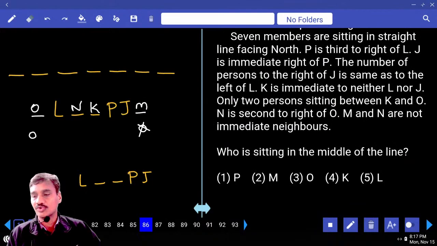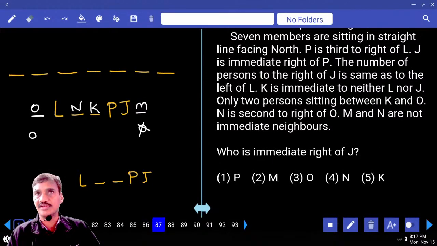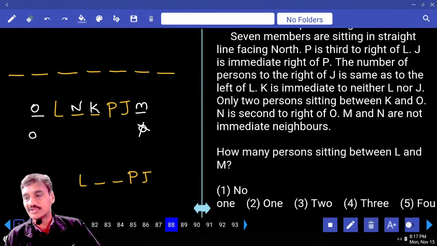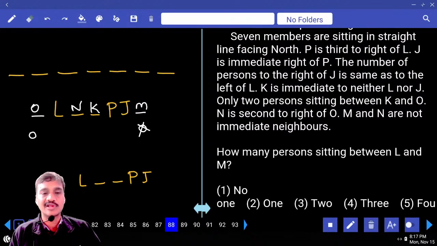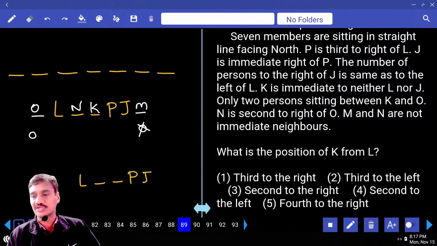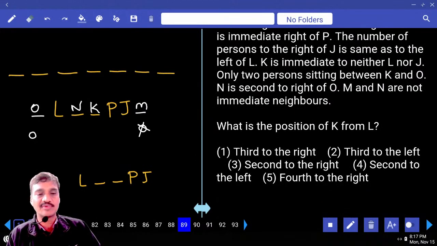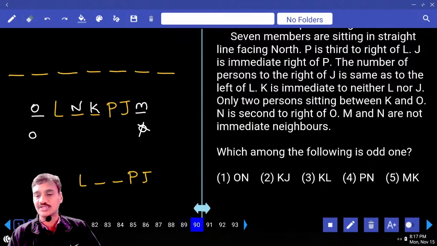Hence, who is sitting in the middle of the line? K, that is given in choice for 86. 87, who is to the immediate right of J? M, that is choice 2. And how many persons are sitting between L and M? In between L and M there are 4 persons, that is choice 5. And what is the position of K from L? K from L is second to the right, choice 3.